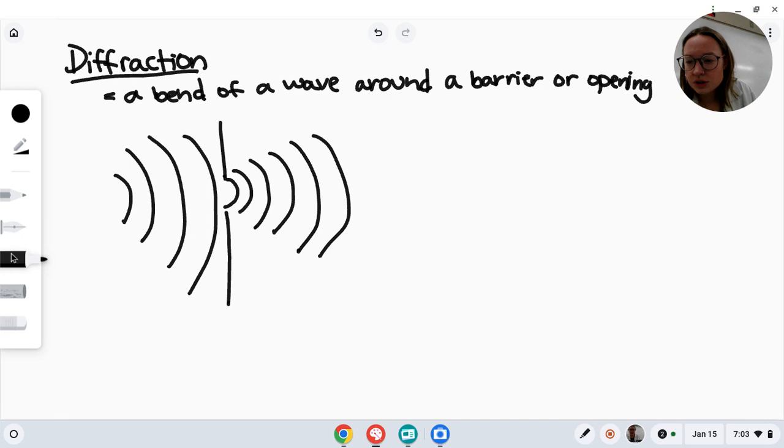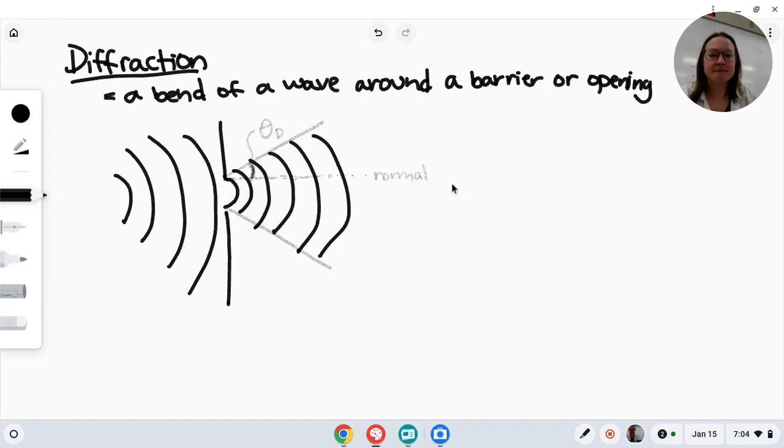And the angle of the bend here, it bends like this, at this angle. We measure this angle from the normal between where the wave ends up, where this bend is here, and where the opening is. This angle right here, we call theta d, the angle of diffraction, and we measure it here from this normal line. From the normal.